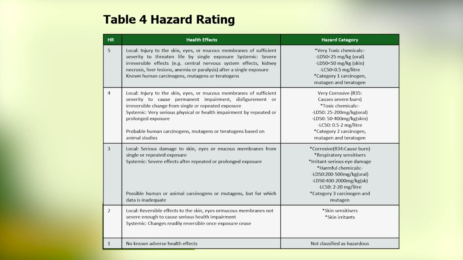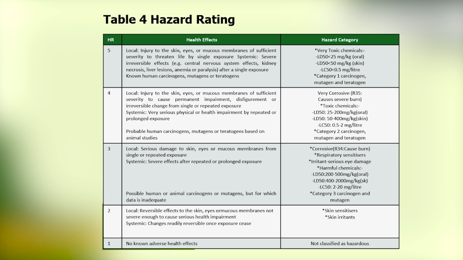Table 4 is used to determine hazard rating based on health effects and chemical toxicity. The scale ranges from 1 to 5, 1 being the least hazardous and 5 the most severe. A rating of 5 is assigned to chemicals that cause life-threatening effects from a single exposure or lead to irreversible damage, such as kidney necrosis or paralysis. These include non-human carcinogens, mutagens, and teratogens.